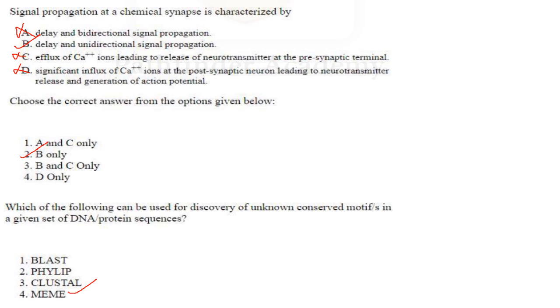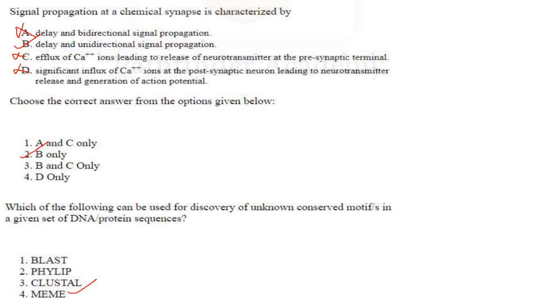Then C, efflux of Ca2+ ions leading to release of neurotransmitter at the presynaptic terminal. It is not efflux of Ca2+ ion, it is influx of Ca2+ ions. Then next one, significant influx of Ca2+ ions at the postsynaptic neuron. It is not postsynaptic neuron, it is presynaptic neuron. So D is also not correct. So C is not correct. D is also not correct. So the answer here is B only, option 2.